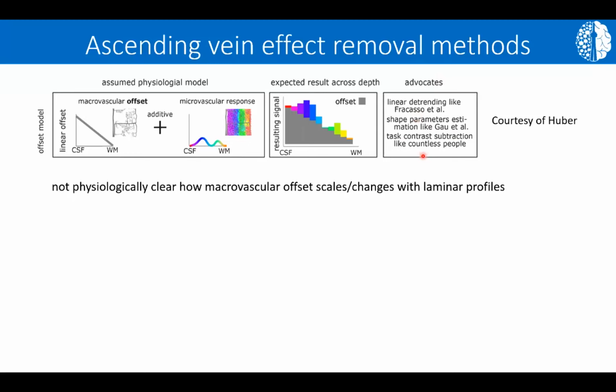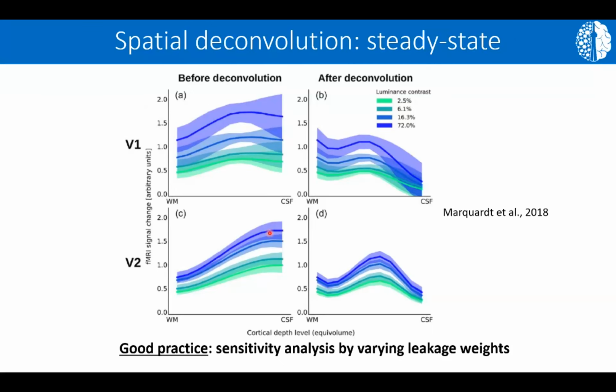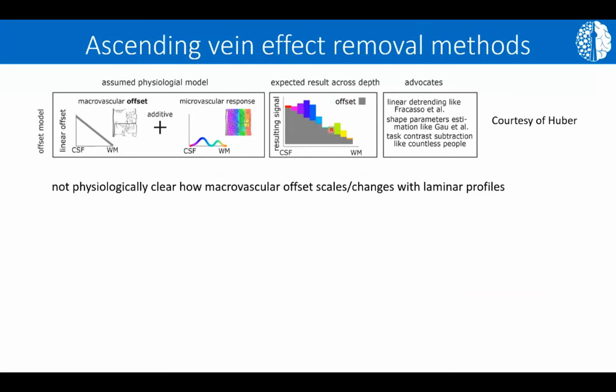And there are a few papers published on this. Now, if you would do detrending on this one, you would not get a peak. So therefore, this subtraction approach is very different from the leakage approach. The second thing is it's not physiologically clear what this macrovasculature offset actually means. If there's no activation in layer 6, 5, or 4, would we still add a macrovasculature offset in layer 6, 5, and 4? So it's very unclear what the physiological basis for this additive effect would be. Therefore, I don't think there are many arguments for this approach.